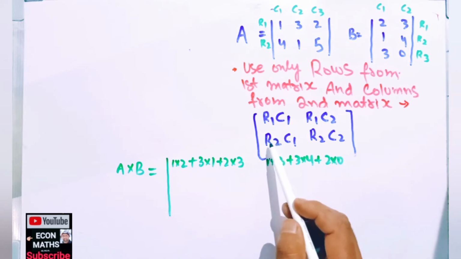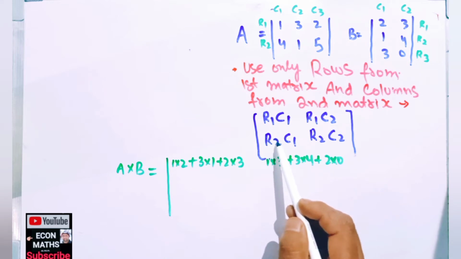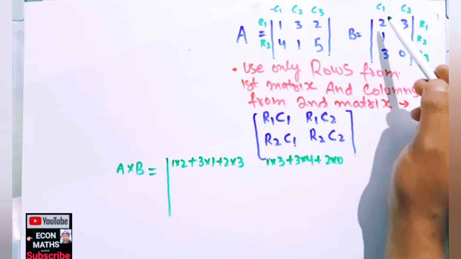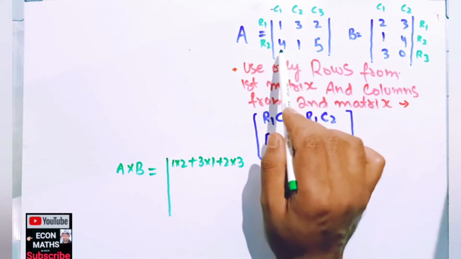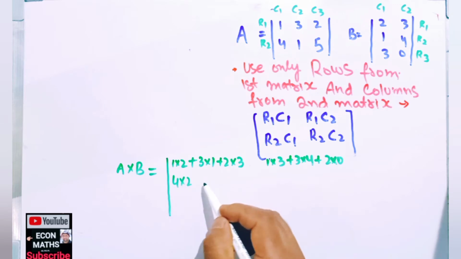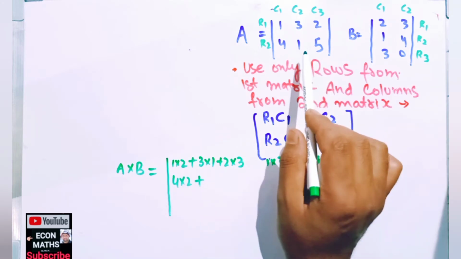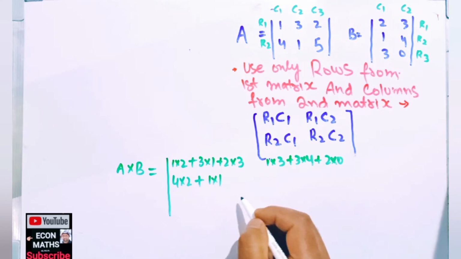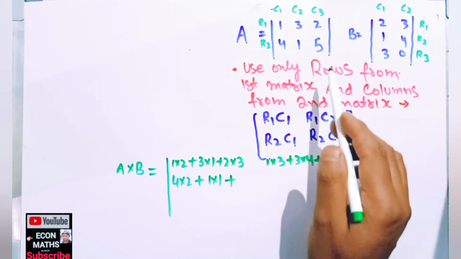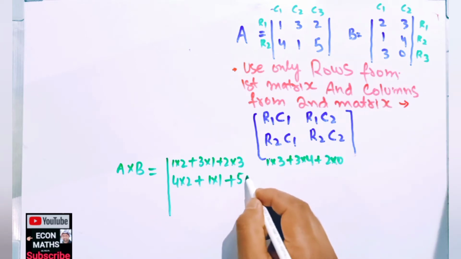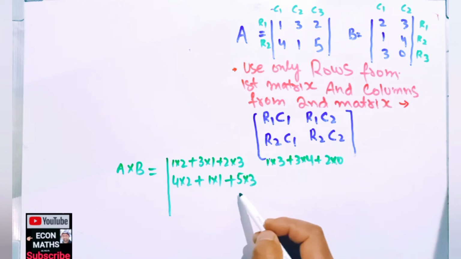Similarly, we have to take row 2, that is this row, and the first column. So this will become 4 into 2 plus 1 into 1 plus 5 into 3. So this is the third element.